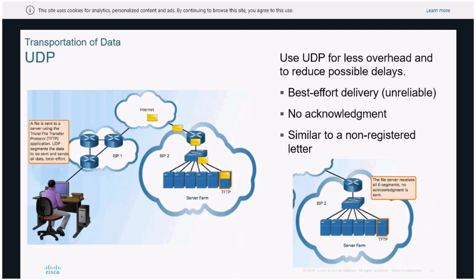UDP is for less overhead and to reduce delays, so this is called best effort delivery, unreliable. No acknowledgement at all. It's a bit like a non-registered letter going out in the post. You send a letter, you hope it gets there. You have no idea what's happened to it. Here's an example of a file being sent across best effort and it's reached. All the files have arrived actually, but no acknowledgement was sent and nor was it needed.